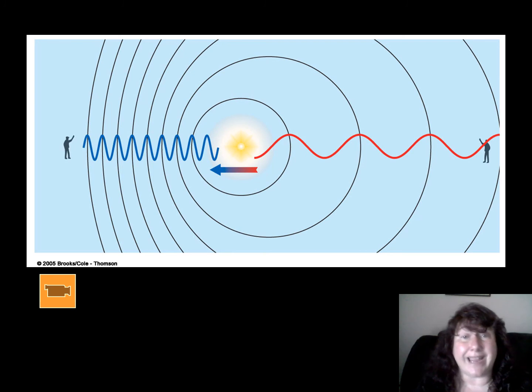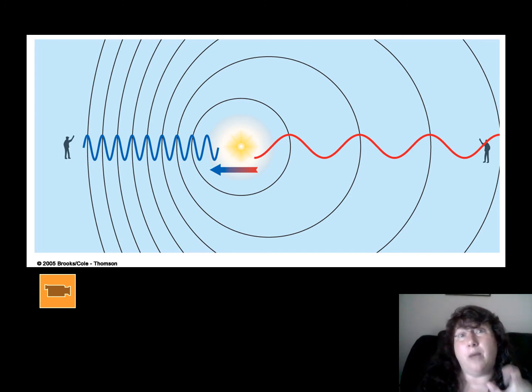For light, it's the same. Notice how when the source is moving towards us, it scrunches up that wave, which makes it blue. Smaller wavelength, blue. As it moves away from us, the wavelength spreads out. As it spreads out, it becomes longer, which means it's red shifted.